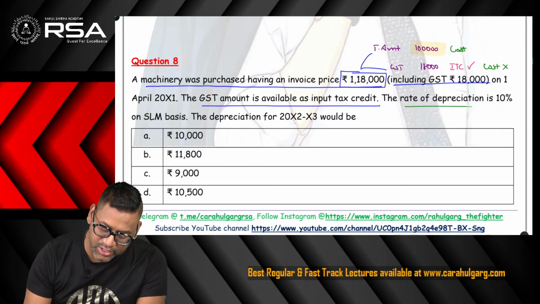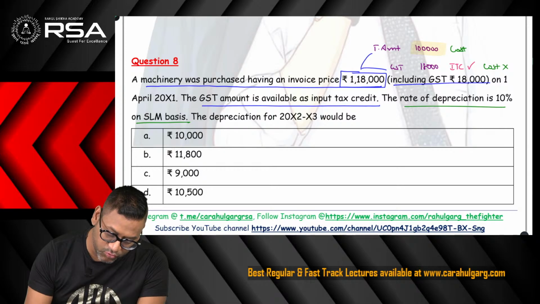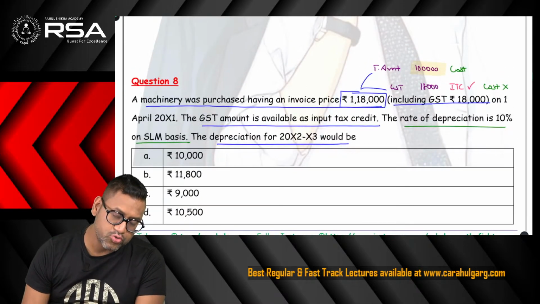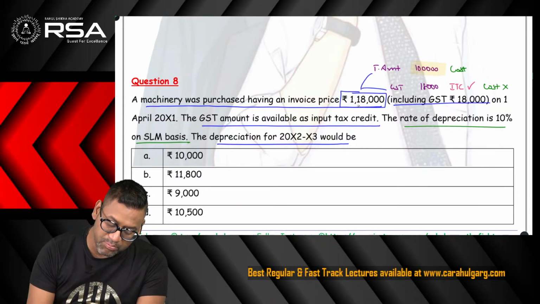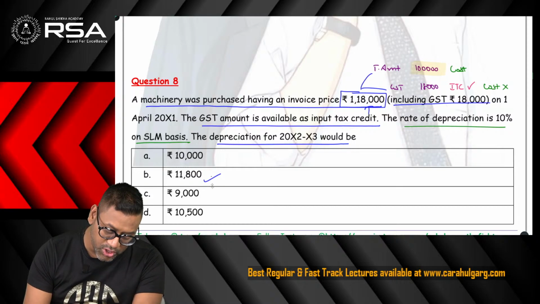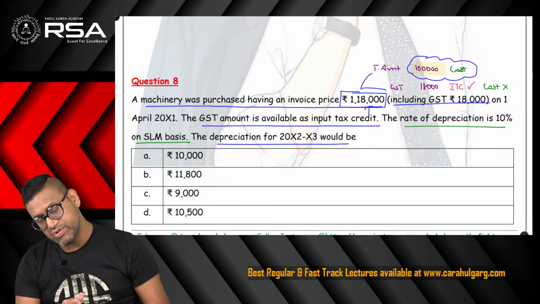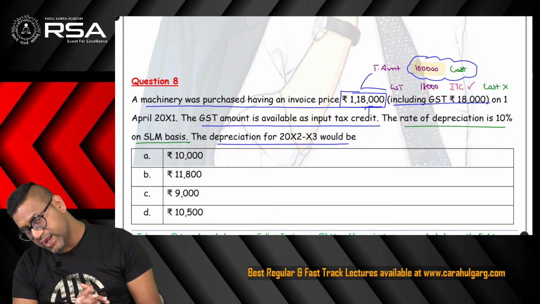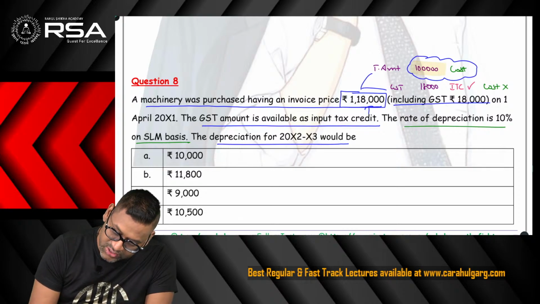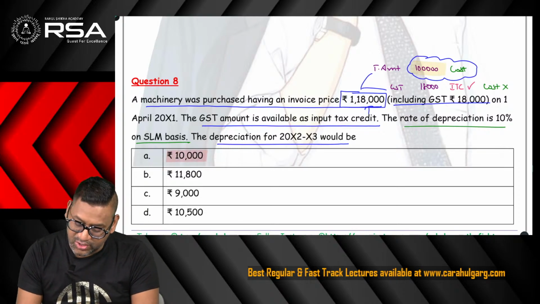The question says the rate of depreciation is 10% on SLM, and it asks what would be the depreciation for the year 2002-3. The students who don't know the concept of GST will simply say 1,18,000, 10% of this is 11,800. But no, we have to first find the cost, which comes out to rupees 1 lakh. So 10% of this 1 lakh, and the correct depreciation shall be rupees 10,000. Accordingly, the correct answer is option A, rupees 10,000.